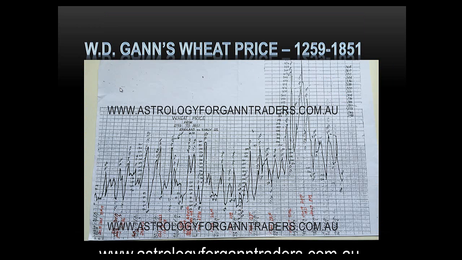Basically, this is Gann's wheat price chart, which is from 1259 to 1851. He actually went to the British Museum in London, where he recorded all the prices. You can see it on his chart, wheat price from 1259 to 1851 from England to early USA. So he's actually plotted all that data on this chart.